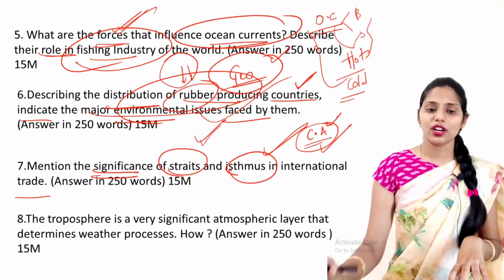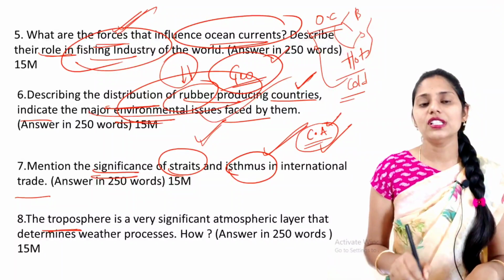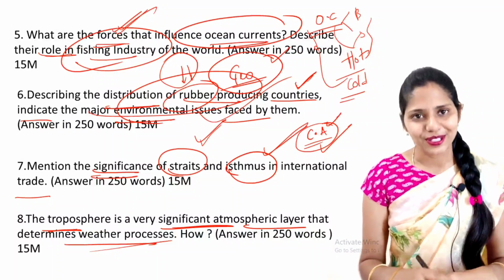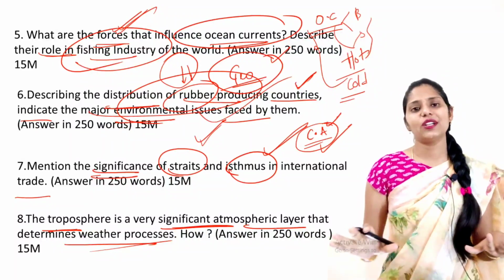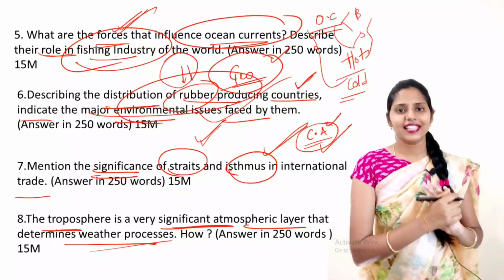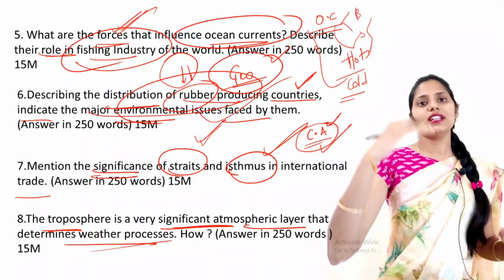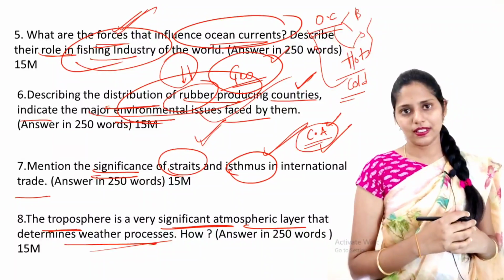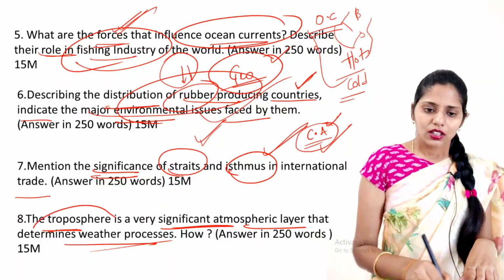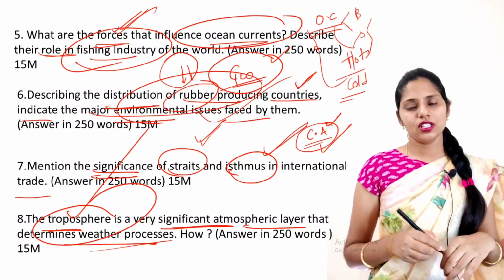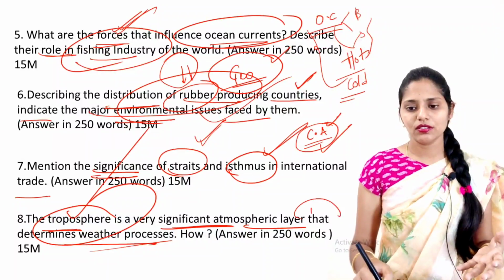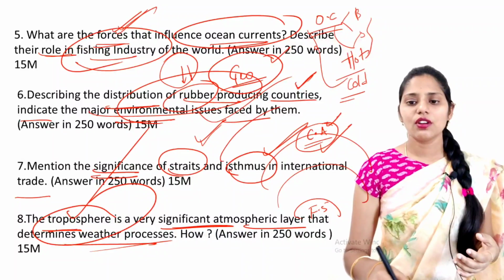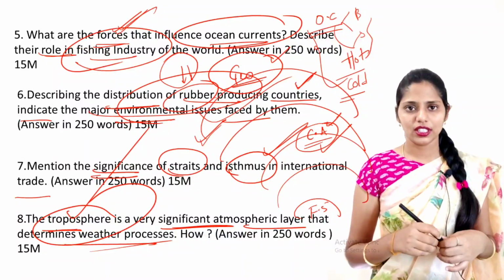And next question from geography is, the troposphere is a very significant atmospheric layer that determines weather processes. This is also a very direct question from our basic NCERT. If you see the different layers of the atmosphere, we have troposphere, stratosphere, mesosphere, ionosphere. Since this question is asking about the troposphere, you can draw the diagram of the atmosphere. For example, with Earth's surface, then troposphere, stratosphere, mesosphere, ionosphere, like that.